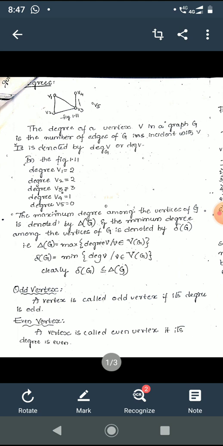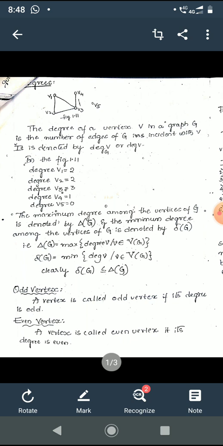In this graph, two edges are incident with V1, two edges are incident with V2, three edges are incident with V3, and one edge is incident with V4. V5 does not contain any edge. Therefore, degree of V1 is equal to 2, degree of V2 is equal to 2, degree of V3 is equal to 3, degree of V4 is equal to 1, and degree of V5 is equal to 0.